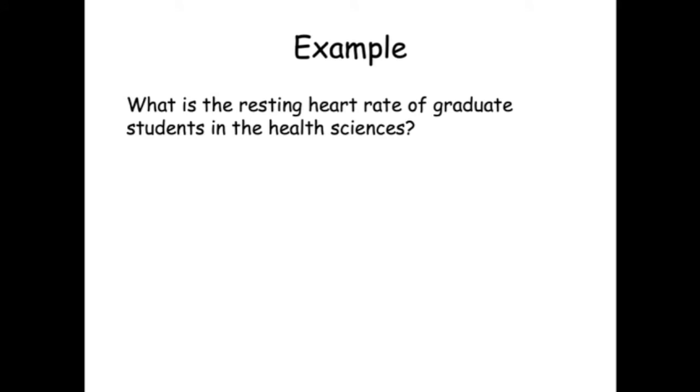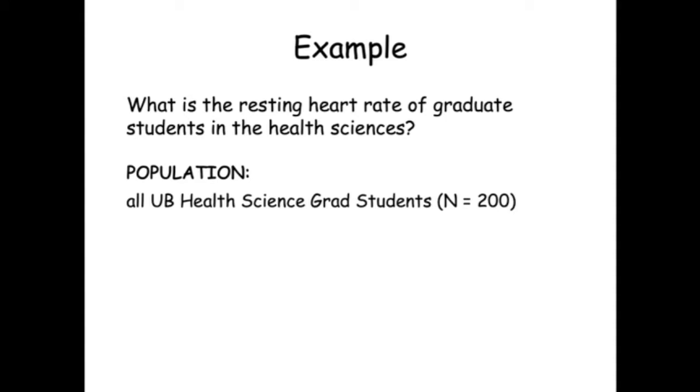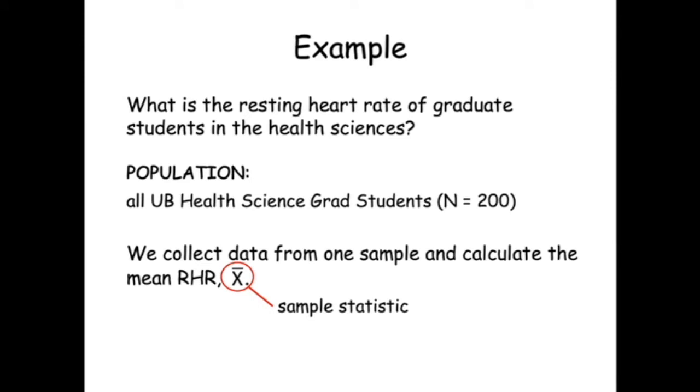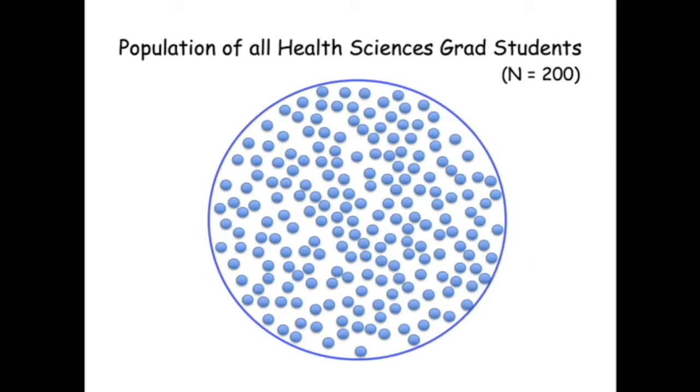Suppose we're interested in determining mean resting heart rate for UB graduate students in the health sciences. The population consists of all 200 such students, from which we draw a sample, measure each subject's heart rate, and calculate the sample mean. These dots represent the population from which we draw our sample. Let's choose a sample size of 30.